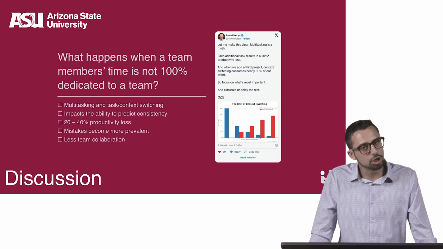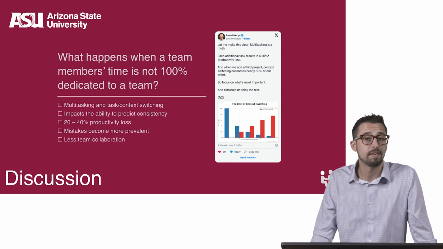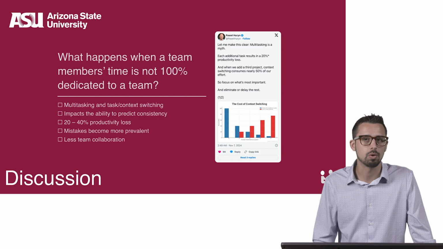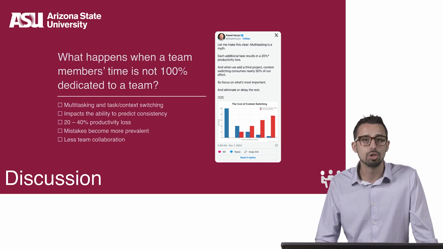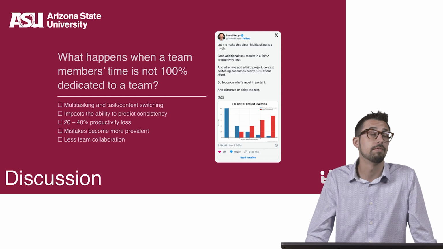All right, jumping back in. The key problem with having someone invest only a capacity of 25% or 50% on the team is that they will multitask or task switch. Multitasking reduces the throughput of the team's work and impacts the team's ability to predict delivery consistently.